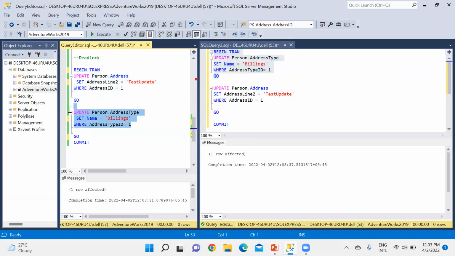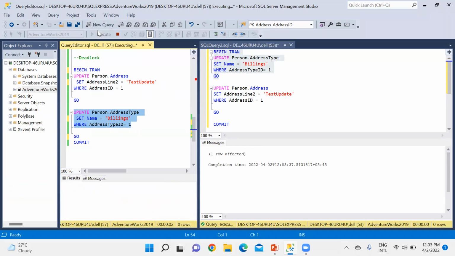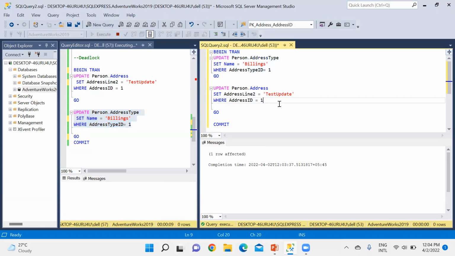Now, if I try running this particular query, it will be blocked because the second task has a lock on the address. So let's run this particular query. Okay, now we are in a blocking situation. Until this releases the lock, it will be blocked. Now we'll create a deadlock situation where this particular task 2 will try to access the resource that is locked by task 1.